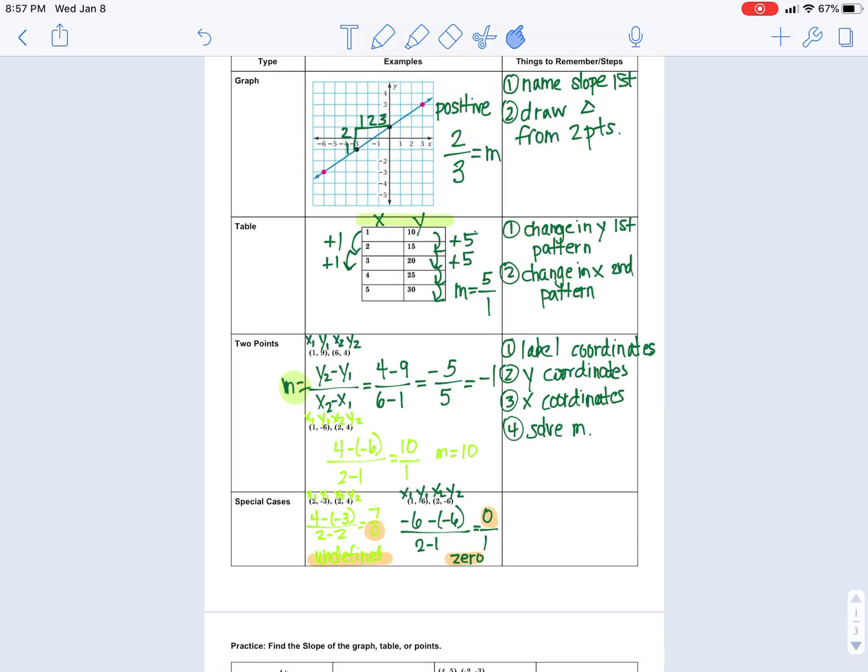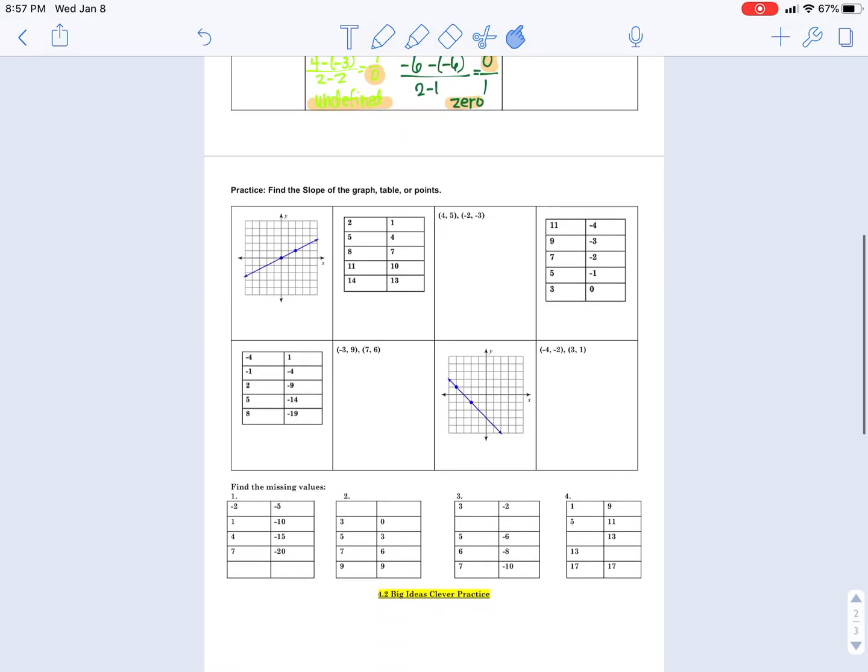All right, so I'm going to do this practice with you as a review, and then I'm going to explain to you how to get on the Clever app. I'm not sure if I did it with your class. I want to make sure I go through it, and I'm going to do it on this screen recording.